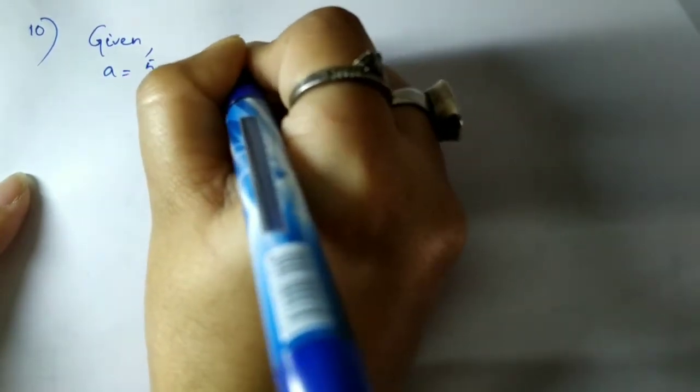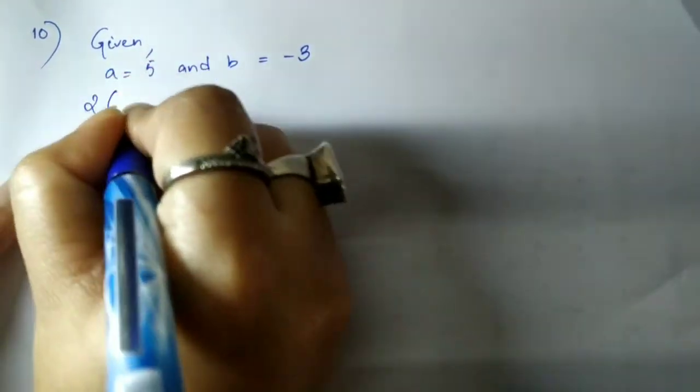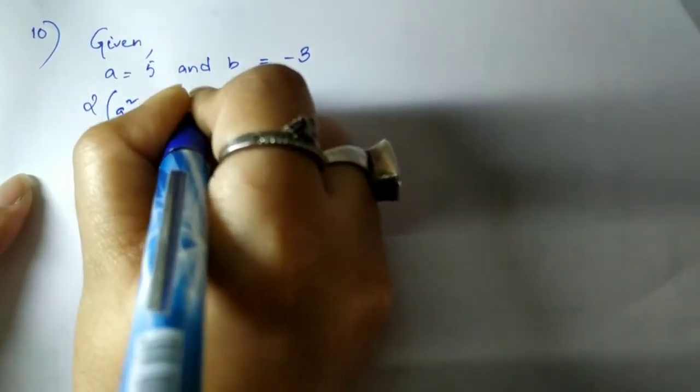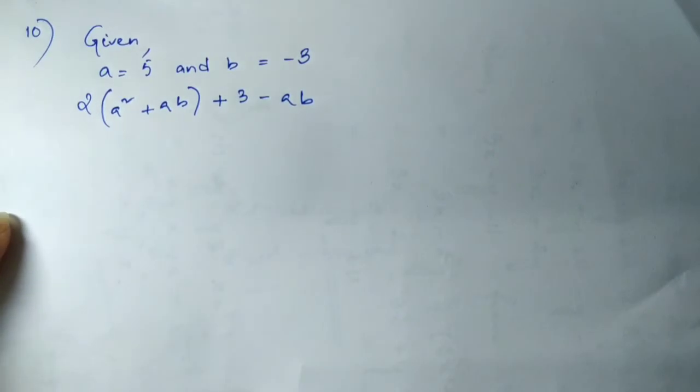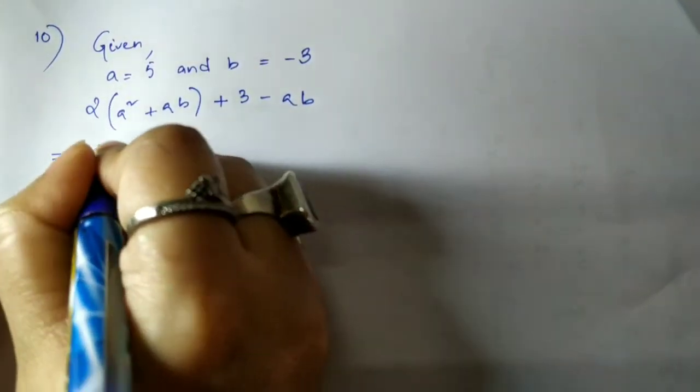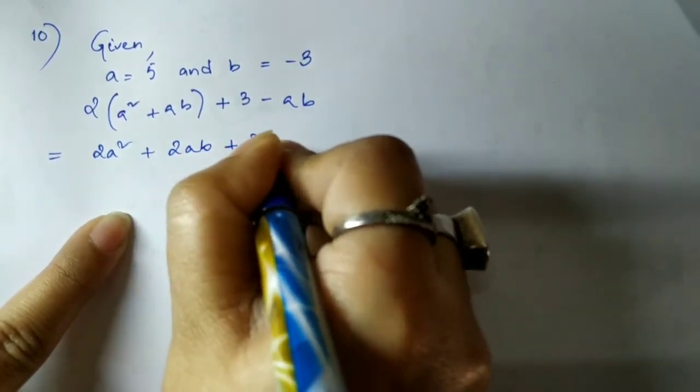What is given in question number 10? Let's see. Simplify the expression and find its value when a is equal to, so what is given first? A is equal to 5 and b is equal to minus 3. Let's solve the expression: 2a square plus a(b) plus 3 minus ab. So first we'll simplify this. So this one, if I multiply, it will become what?